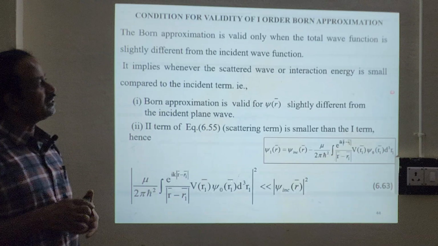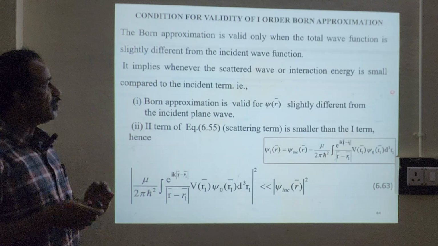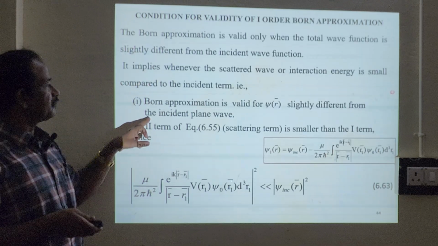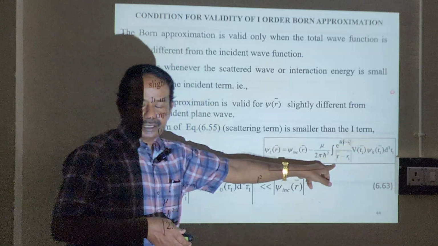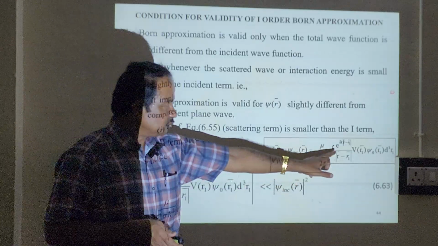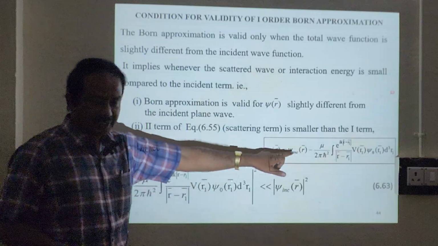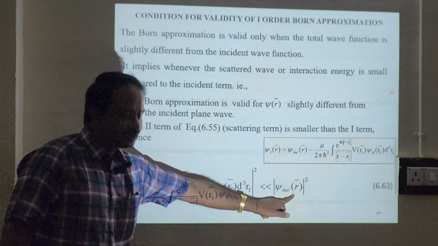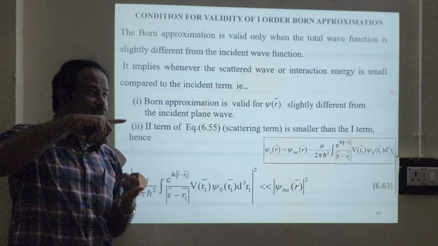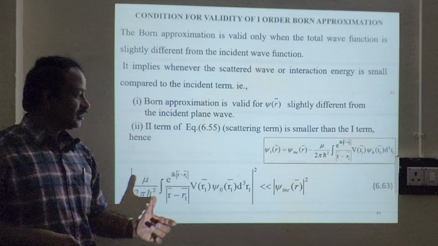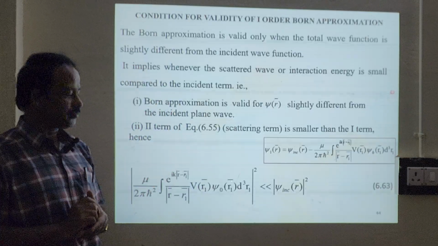It implies that the scattered wave or interaction energy is small compared to the incident term. So this is what we have assumed. Born approximation is valid for psi of r slightly different from the incident plane wave. The second term is smaller than the first term, because this is the interaction term, the potential term, so it must be small compared to the first term. Correct? So we have already assumed weak potential, and out of weak potential only we got the scattering amplitude. Now we are going to check whether it is correct or not. This is called validity of Born approximation.